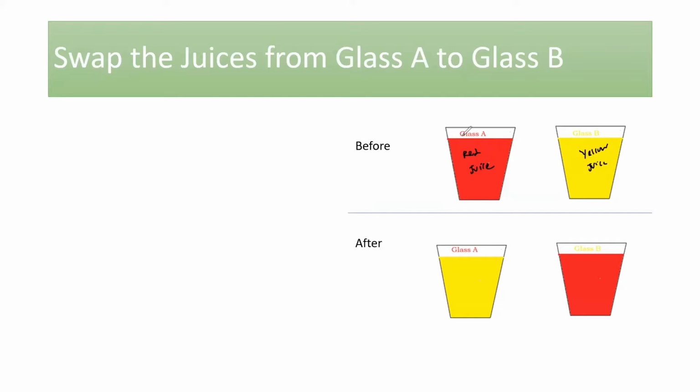Now the puzzle is we want the red juice to be in glass B and the yellow juice to be in glass A. So in short, we want to interchange the juices between these glasses. This is the before state and this is how we want the glasses to be. In glass A, we want the yellow juice. So we want this juice to be transferred into glass A and this red juice to be in glass B. So this is the state we want to move to. This is the simple puzzle.